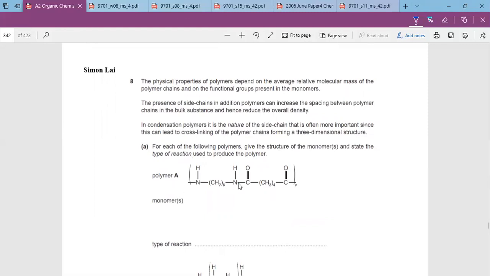This is a polymer A. Obviously, in this case, you can see the main chain, nitrogen, carbon, nitrogen. There's an N here. That means it must be a what? Must be a polyamide, isn't it? Yeah? That means it must be condensation. So what's the reaction here? Condensation. So now to draw the monomers, very simple.